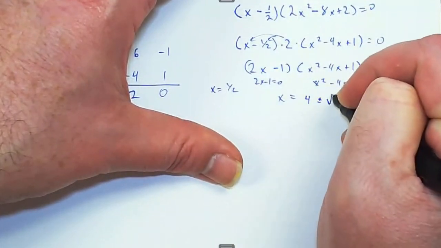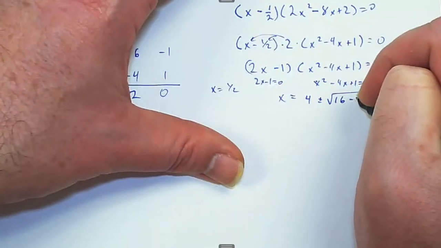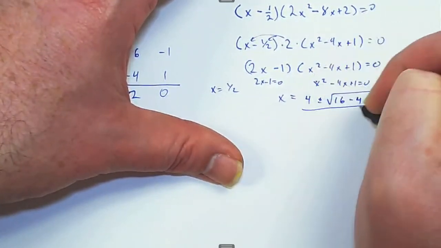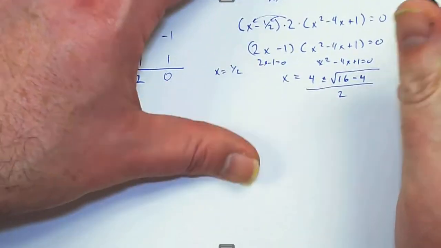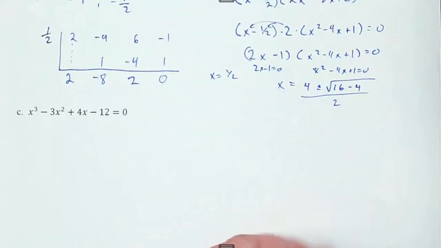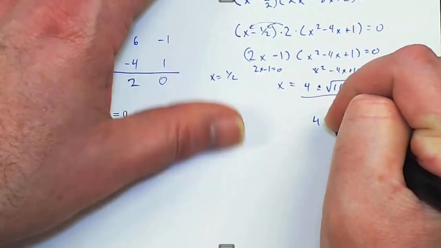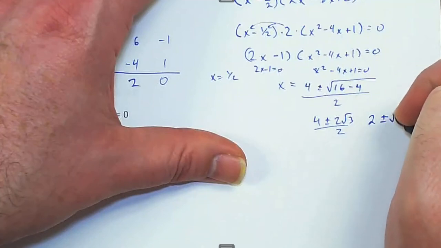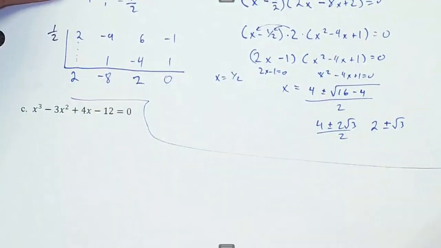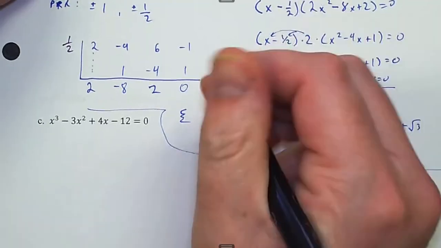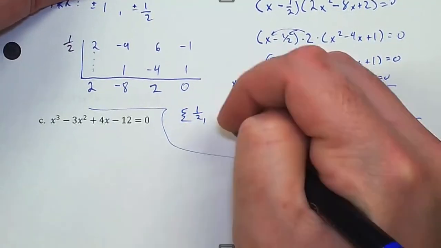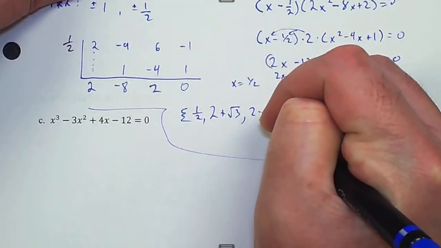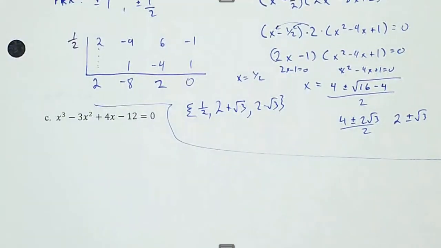So 4 plus or minus the square root of -4 squared minus 4 times 1 all over 2 times 1. So that's going to end up being the square root of 12, which is 2 root 3. So this is 4 plus or minus 2 root 3 over 2, or 2 plus or minus the square root of 3. Okay, kind of running out of room here. So my roots are 1/2, 2 plus the square root of 3 and 2 minus the square root of 3. Remarkably enough, there was only one rational root, and I got it on the first try. Well, there were only 4 choices. I guess it's not that amazing.